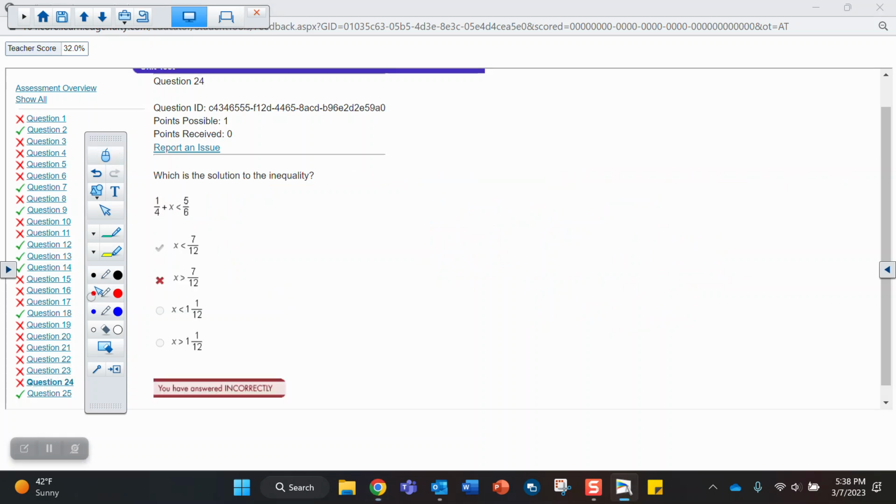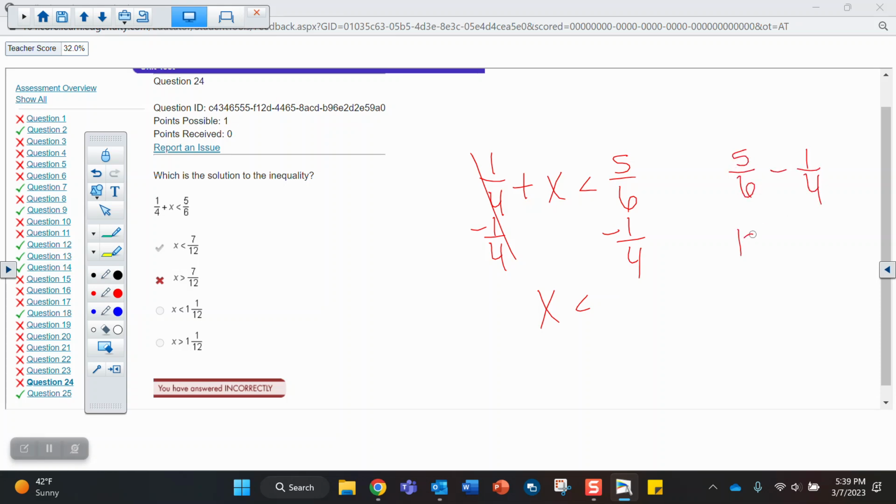And then the last one that you missed asks for the solution. So we're just solving. We're going to subtract 1/4 from both sides. X is less than, so now I had to do some side work, 5/6 minus 1/4. Both of these numbers evenly go into 12 to get a common denominator. Multiply the top and the bottom by 2. Here we're going to multiply the top and the bottom by 3 because we got to get 12. 10 minus 3 is 7, so we get 7/12. X is less than 7/12.